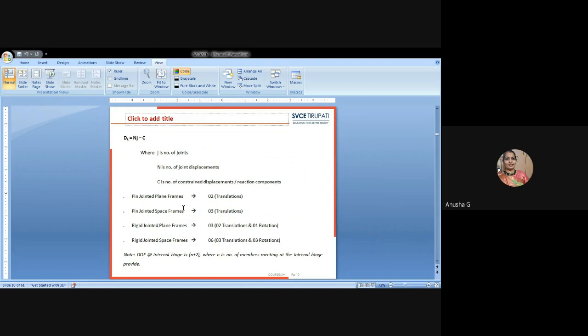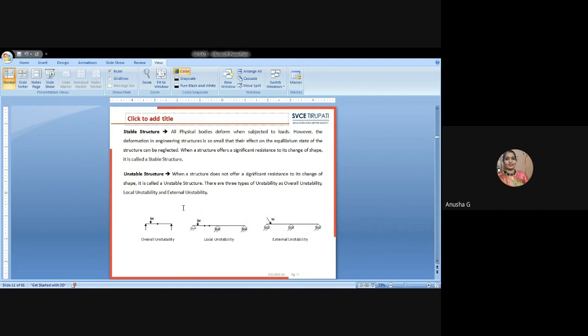And then, what is the degree of freedom for the internal hinge? We consider it as n plus 2, where n is the number of members meeting at the internal hinge. That has to be checked here.